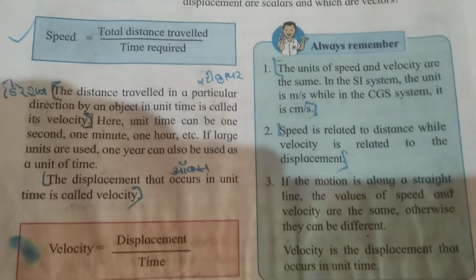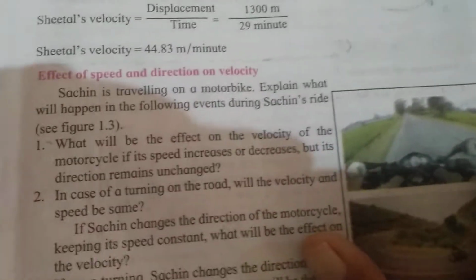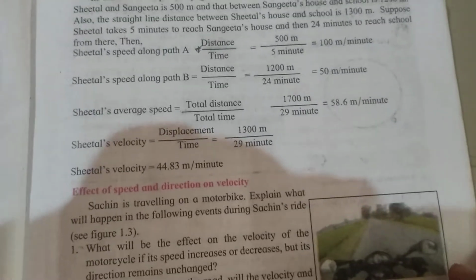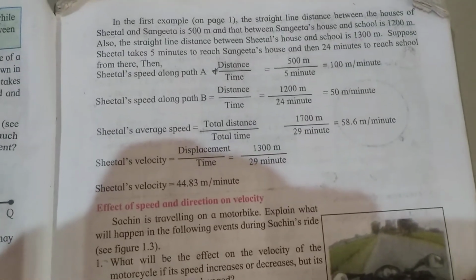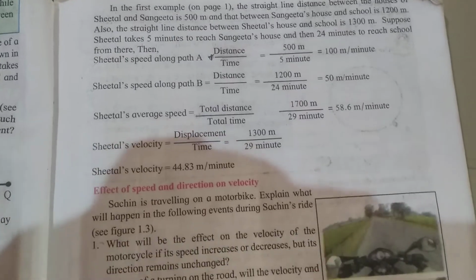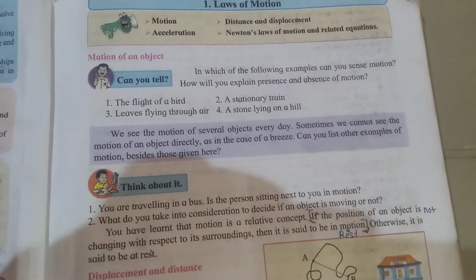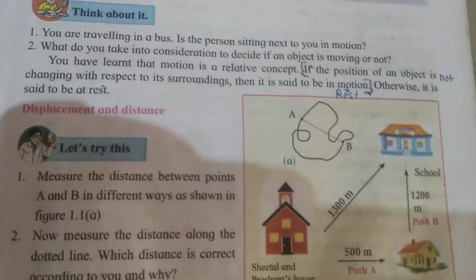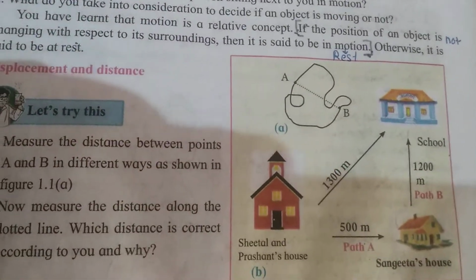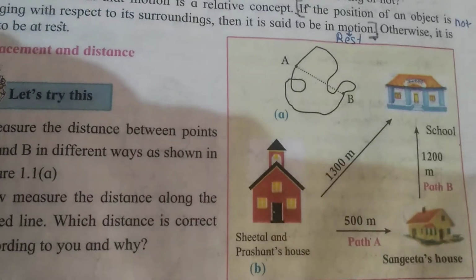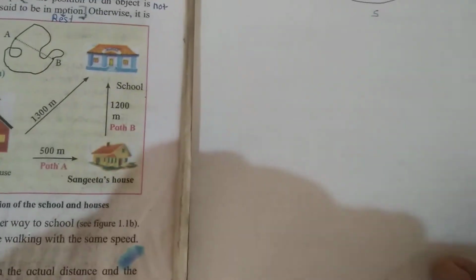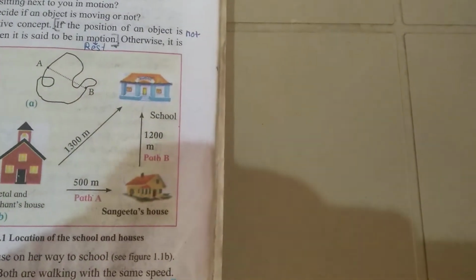Now we will solve an example. Previous example of Sheetal and Prasha. So they are traveling from their home to school. Now the Sheetal speed along path A.